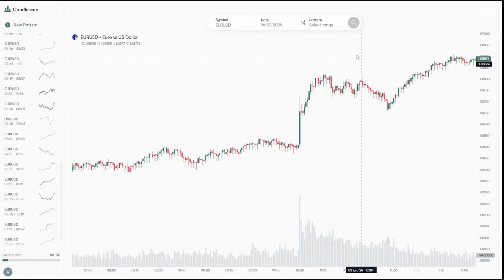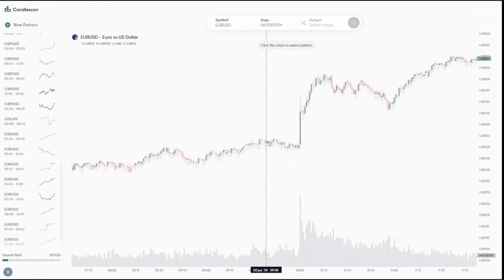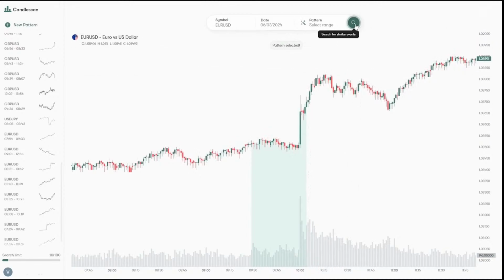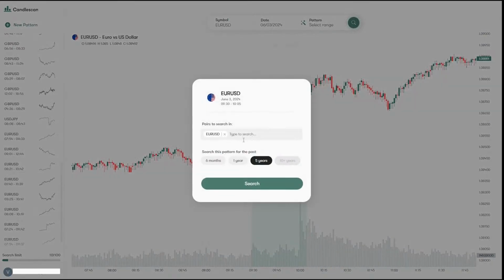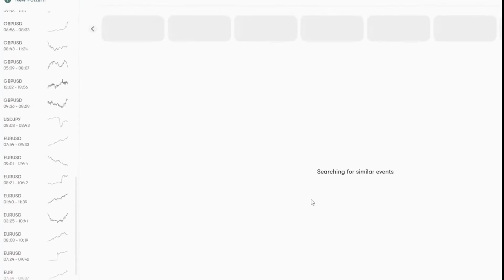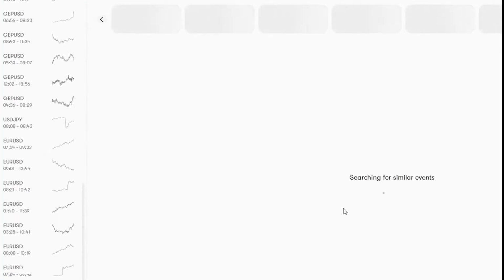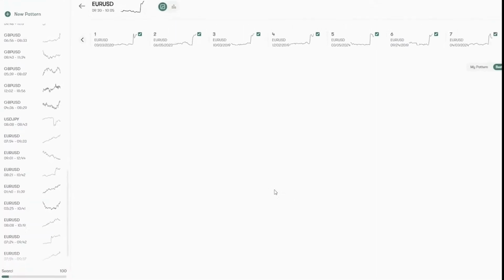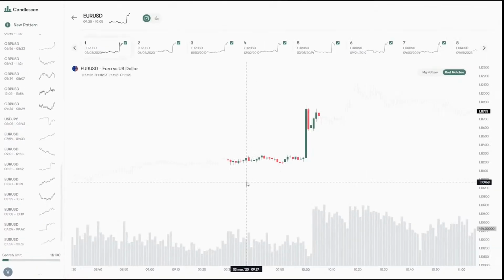Let's check what usually happens after this 10 a.m. perk. Again, I'll be scanning for similar results in the same symbol, but depending on the pattern you are searching, you might want to include different symbols in your search. Notice that every time you search a new pattern, it stays in your search history, so you can easily go back to check similar events and their stats whenever you need.